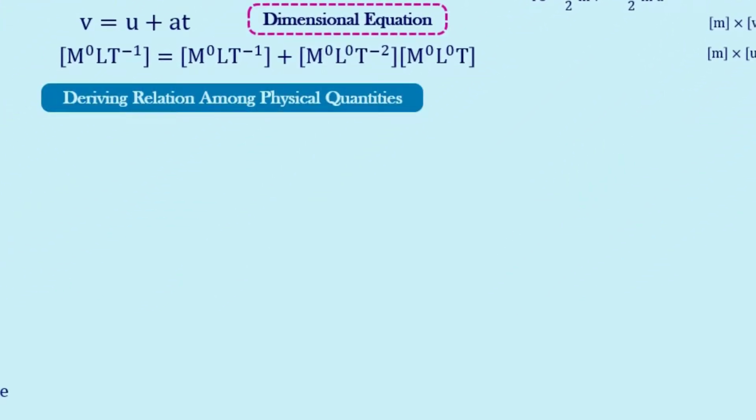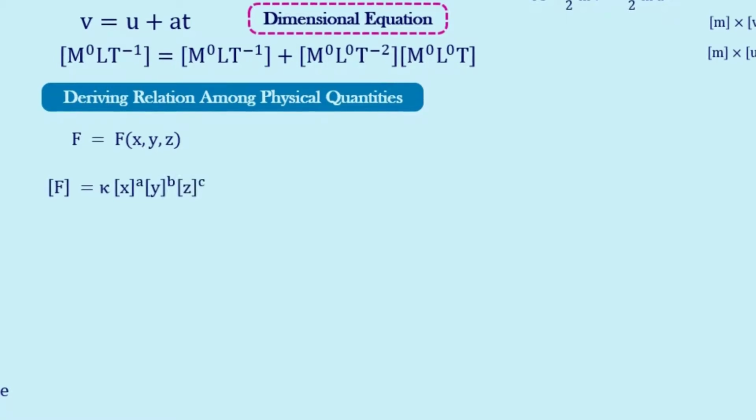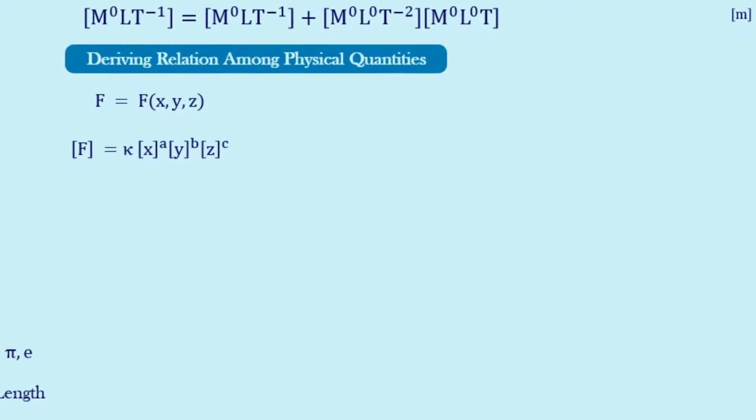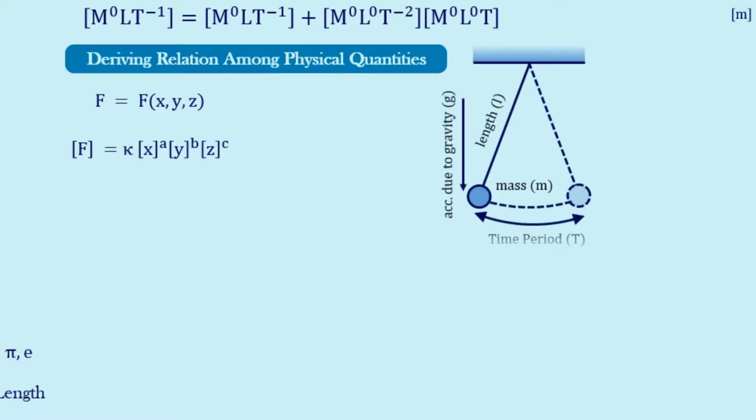We can use dimensional analysis to derive a physical relation. If we can estimate the factors upon which a given physical quantity depends, then we can find the relation between the physical quantity and the factors. To elaborate, let us obtain an expression for the time period of a simple pendulum. The factors that may affect the time period of a simple pendulum are the mass of the bob, the length of the string, and the acceleration due to gravity.